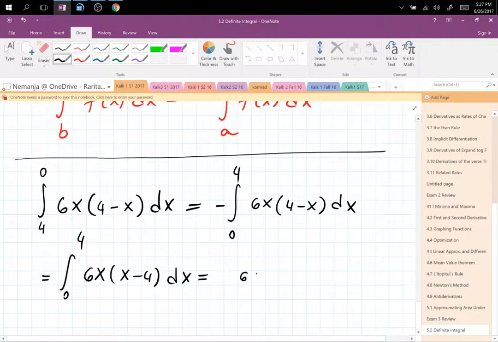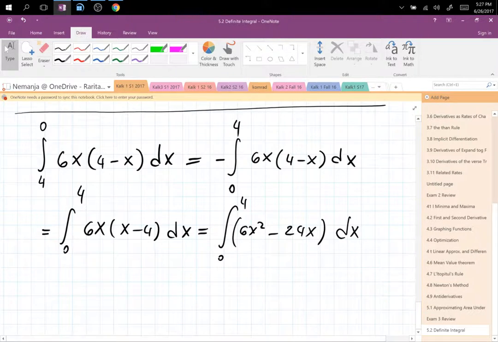So now we have 6x squared minus 24x dx. And now we integrate 6x squared, that becomes 2x cubed, minus half of this is 12x squared, from 0 to 4. Plug in 4.